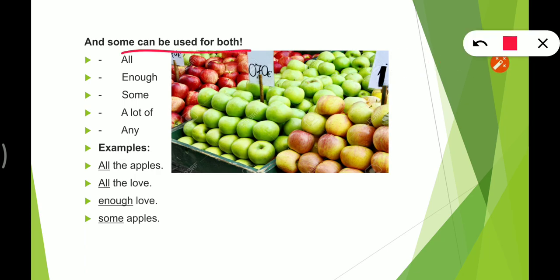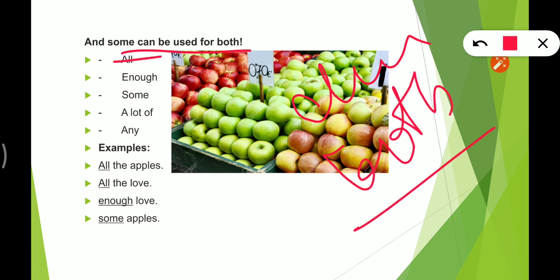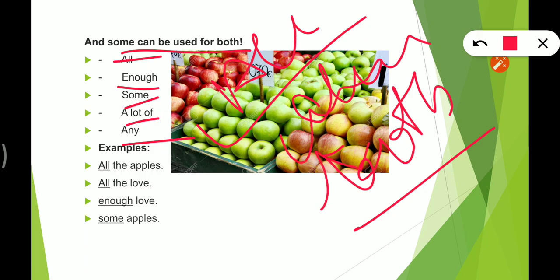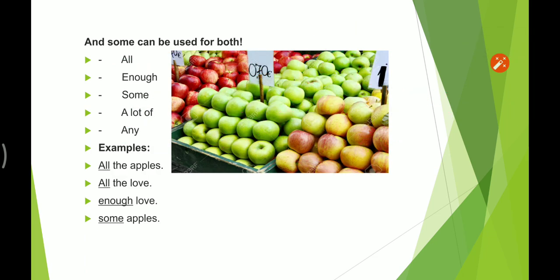Now here, which determiners are used for both countable and uncountable? So all, enough, some, a lot of, any. These are used for both. For example, all the apples, enough apples, some apples, a lot of apples, any apples. Okay, all the apples were sweet. I have enough apples in the basket. I have some apples in the basket. A lot of apples were on the tree. There aren't any apples, right?